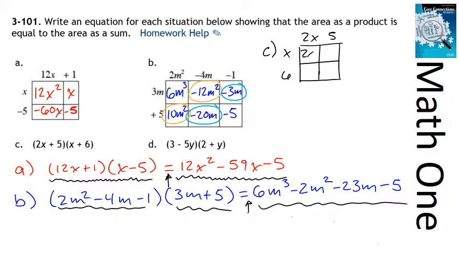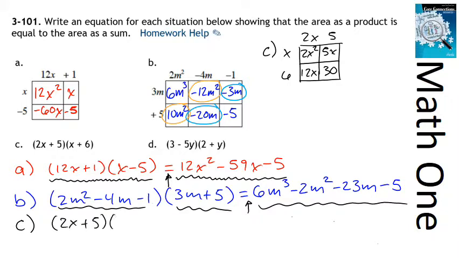I have a 2x squared. The next box over is 5x, that's 5 times x. All the way in the bottom row to the left, 6 times 2x is 12x. And then finally 6 times 5 is 30. So I'll write this in two ways. First of all, I'll write it as the product of the dimensions. And actually it's the original problem, right?